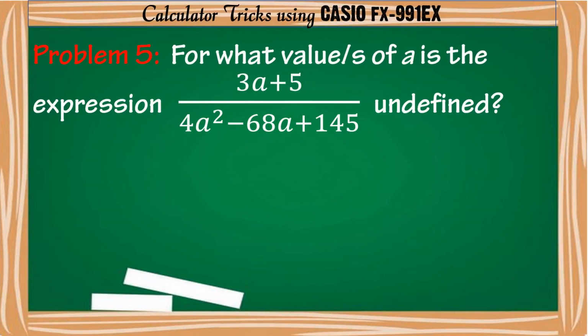Problem number 5. For what value or values of a is the expression (3a plus 5) divided by (4a squared minus 68a plus 145) undefined? Here, we are asked to find the value of a that will make the denominator equal to 0 and therefore will make it undefined. Manually, we can use factoring method. Using calculator, we just enter the numerical coefficients of the quadratic equation, which are 4, negative 68, and 145.